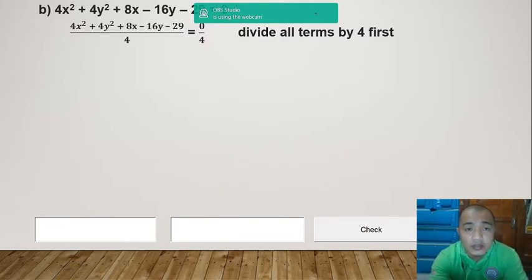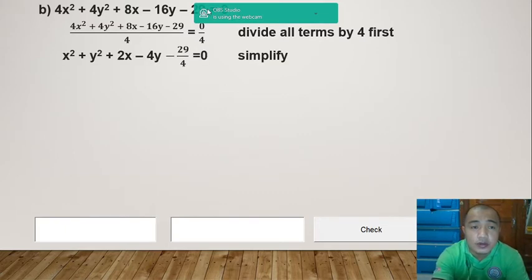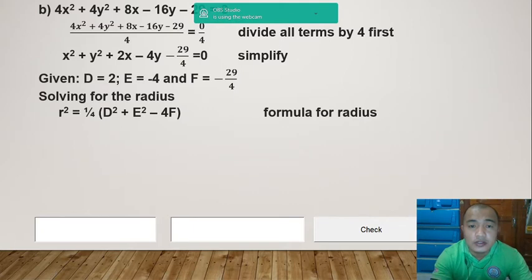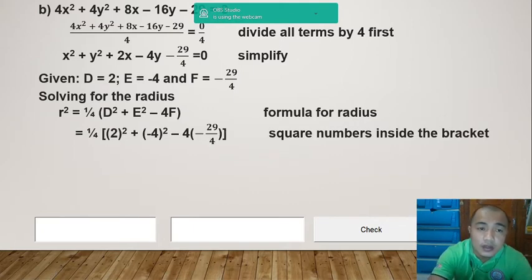And then, it becomes x squared plus y squared plus 2x minus 4y minus 29 over 4. Yon. So, what is D? 2. What is E? Negative 4. And what is F? Negative 29 over 4. So, we're now ready to solve for the radius. You know the formula. Substitute it. The value of D. 2 squared plus negative 4 squared minus 4 times negative 29 over 4.